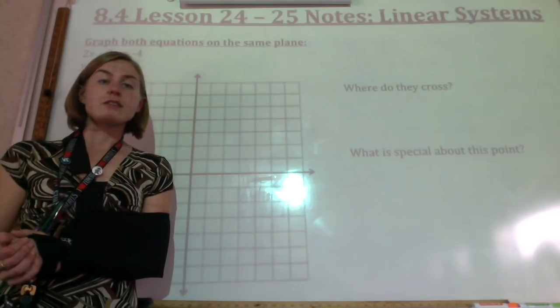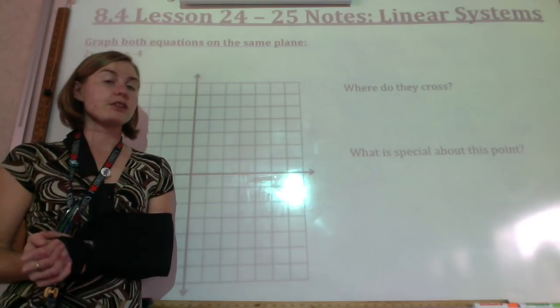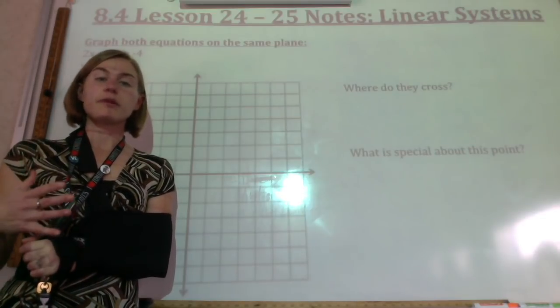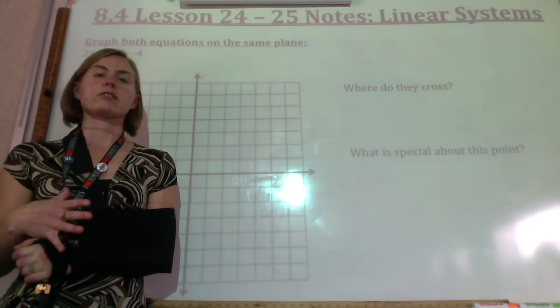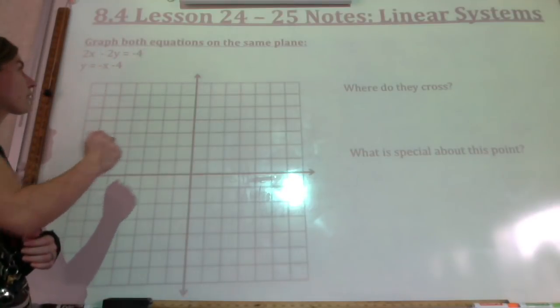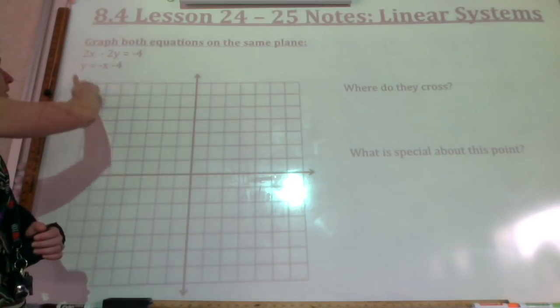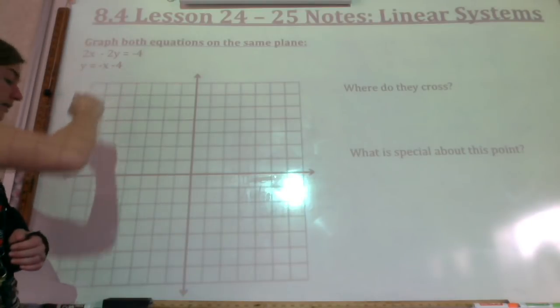Now that we're in lesson 24 through 25, we finally get to learn about linear systems. So we're going to start by graphing a couple of equations and taking a look at what that tells us. So first we want to start with graphing both of these equations right here: 2x minus 2y equals -4 and y equals negative x minus 4.